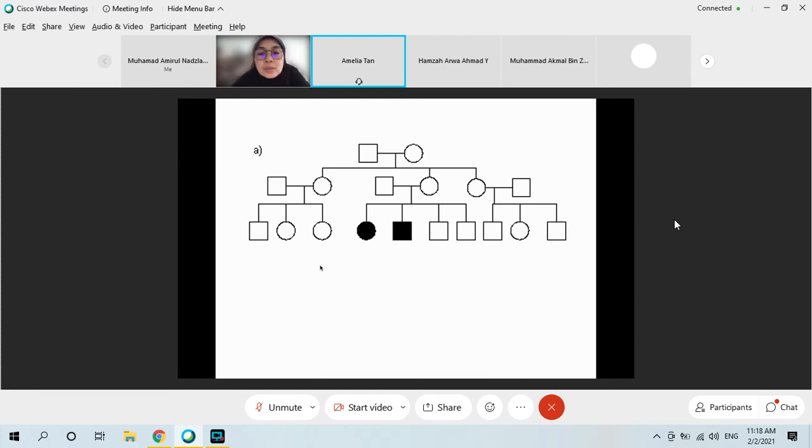Most likely this is autosomal recessive. Normally, autosomal recessive is characterized by the disease affecting both male and female. There might not be any people affected in the previous generation. It is a horizontal transmission, meaning that it doesn't come down from one generation to the second and third generation. In fact, it is within the same generation. This is horizontal transmission.